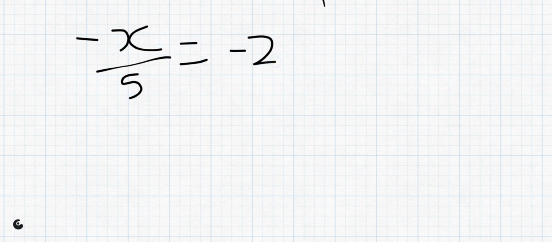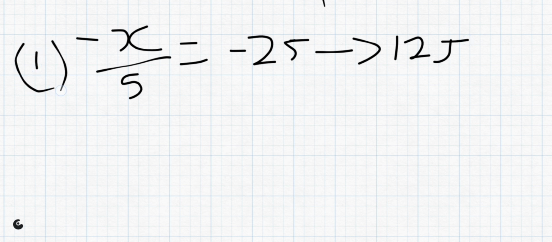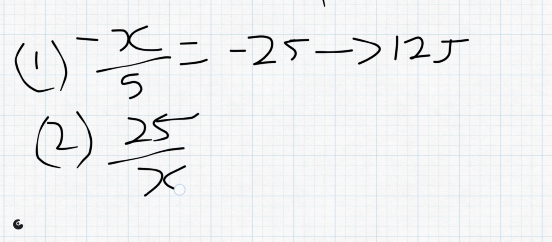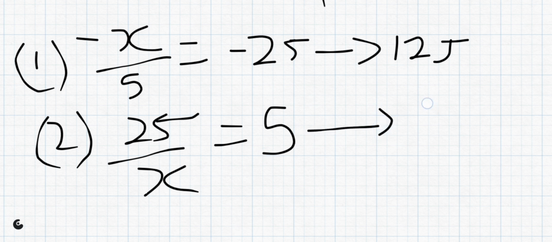See if you can, and if you don't fully understand, follow the video again, you will understand it better. Minus x all over 5 is equal to minus 25. And my answer to this is 125. And then the second problem is 25 all over x is equal to 5. And the answer to this should be 5. So if you do it correctly, you get the answer.